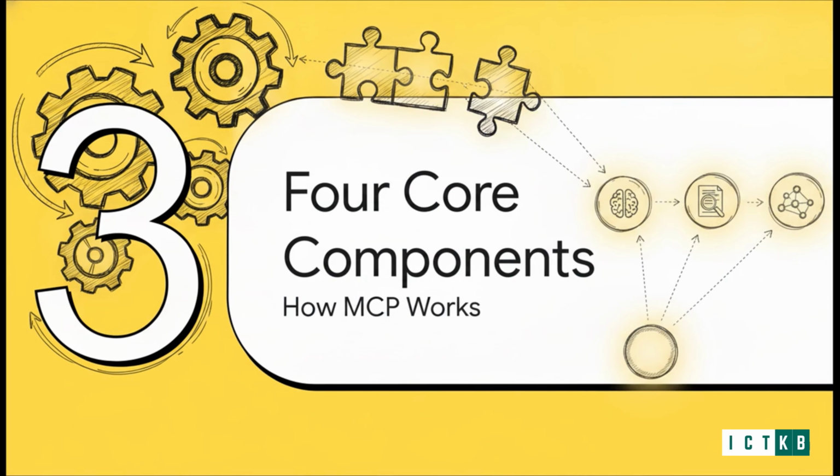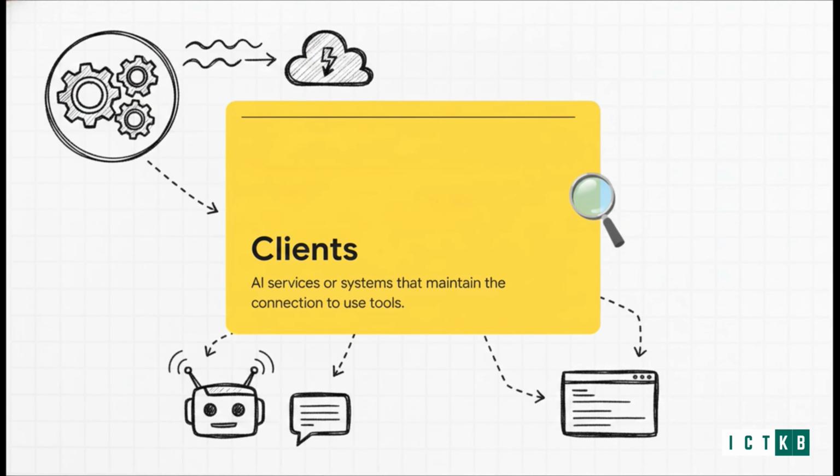But how does this actually work under the hood? Well, let's dive into section 3, MCP's 4 core components. First up in our little cast of characters, we have the clients. You can really think of them as the orchestrators. Basically, a client is the AI service or the orchestration system that actively wants to use a tool. So, say you're building a custom AI agent, or maybe you're using a chat interface or an IDE to talk to a model. Well, that's your client. Its whole job is to maintain the connection and actively manage the conversation.